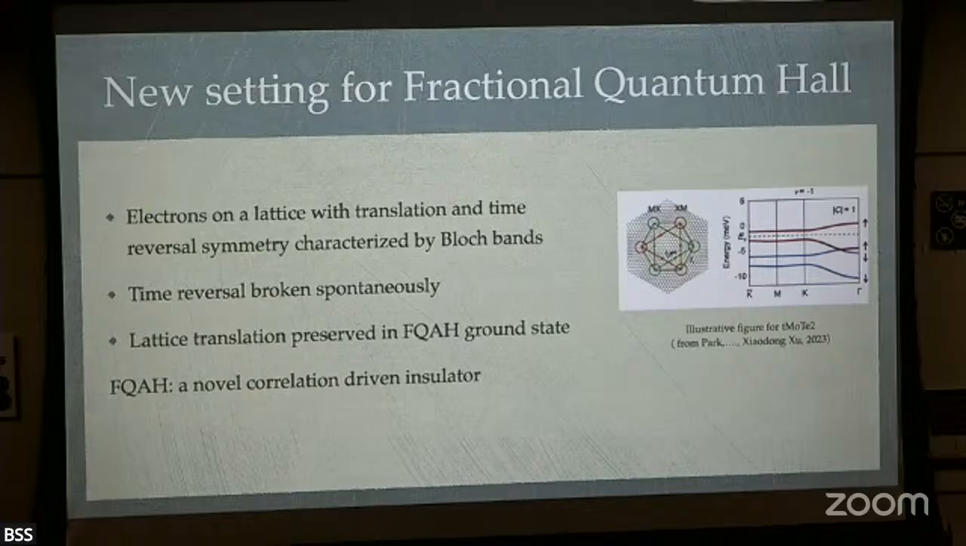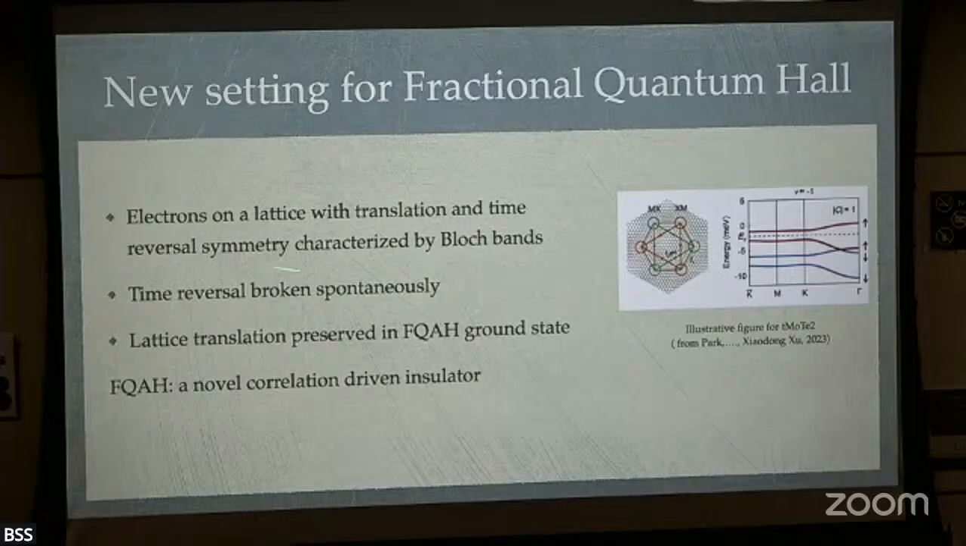first, we have electrons on a lattice with lattice translation symmetry and time reversal symmetry. In the microscopic system, lattice translation is a good symmetry, and there are Bloch bands. So this is a sketch from the experimentalist paper of the microscopic band structure in MoTe2. There is a band structure, right? Unlike the Landau level setting, the single particle problem doesn't have well-defined momenta in the presence of a strong magnetic field. So time reversal is broken spontaneously.